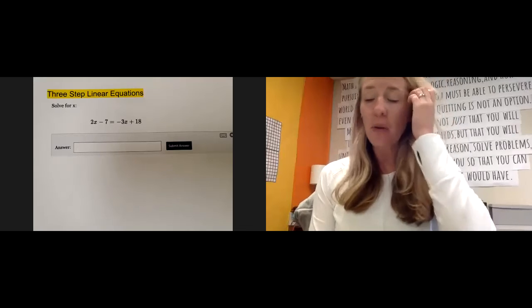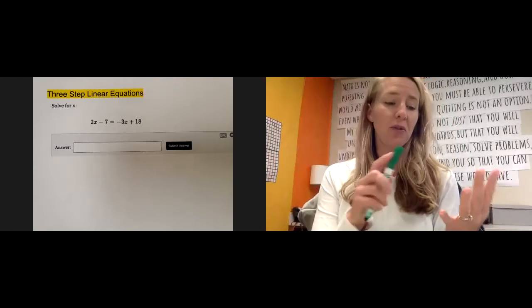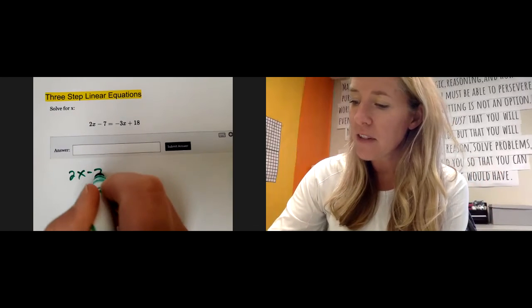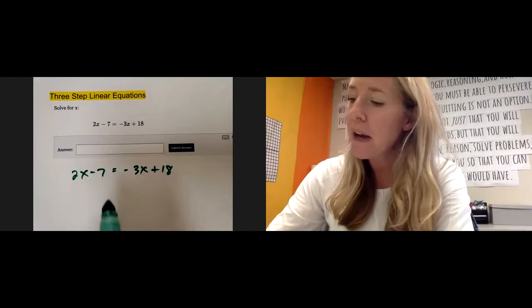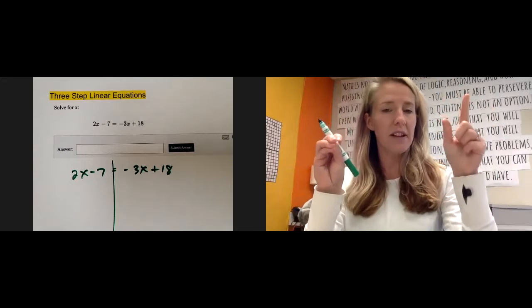For three-step linear equations, you need to remember the steps to solving equations. I tell you to set up your problem. That's when you build a balance. So 2x minus 7 equals negative 3x plus 18. Building your balance shows your brain and reminds your brain that you can clean up on the left and the right, which is the next step.